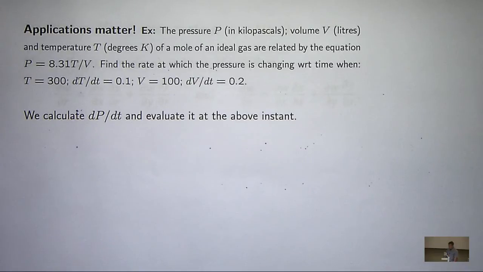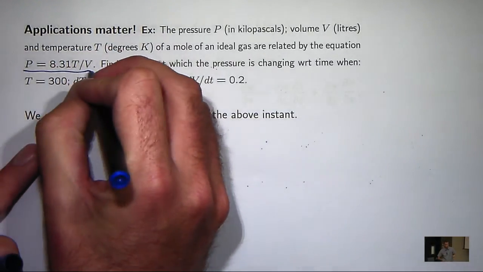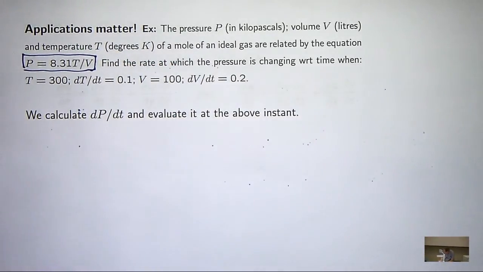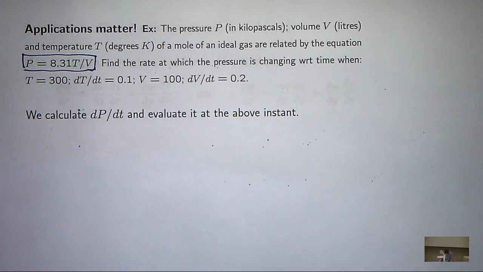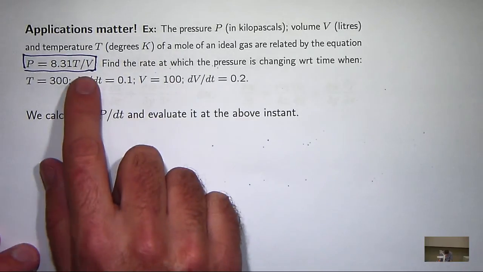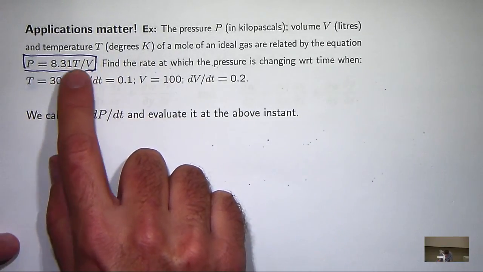In this example, we've got the ideal gas equation. Now, it relates the pressure, volume, and temperature of a mole of an ideal gas. Here, P is the pressure in kilopascals, V is the volume in litres, and big T is the temperature in degrees Kelvin.